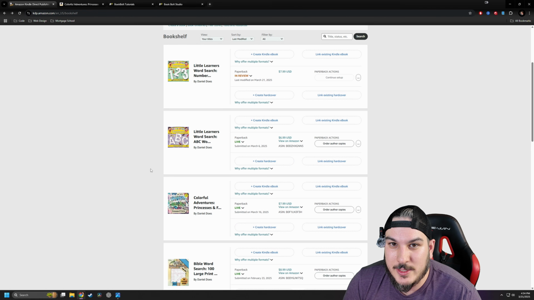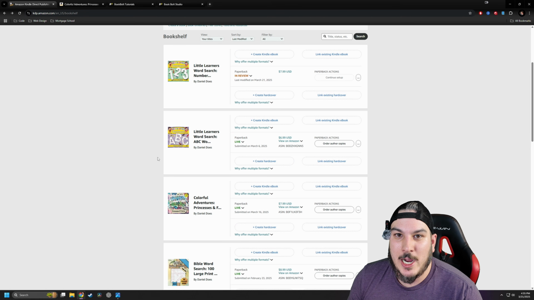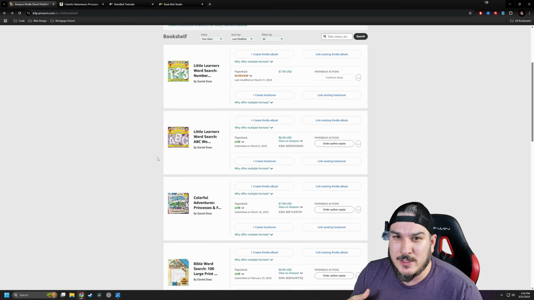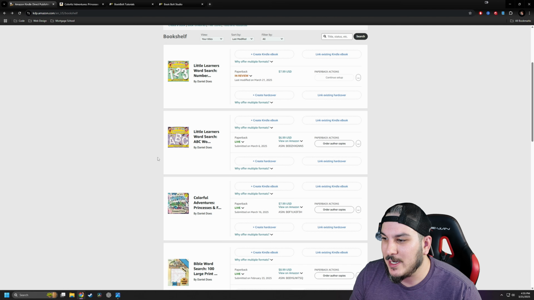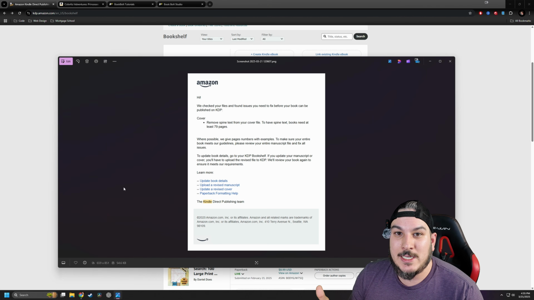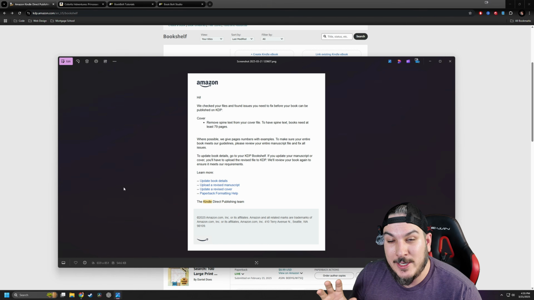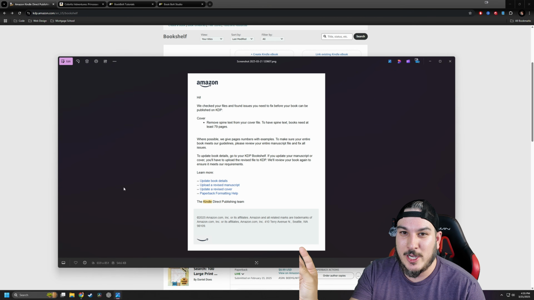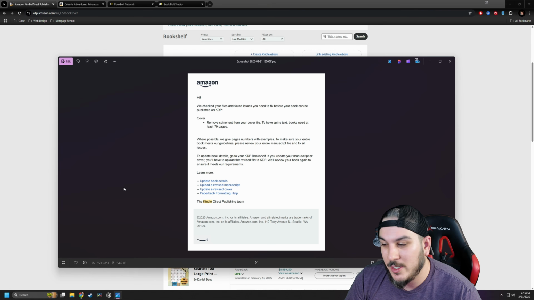So in my recent new series, the Little Learner's Word Search book, I sent this book out. It got published right away, 3 days. I saw a mistake on my cover, so I had to edit the cover. I sent it back, and they denied it. And what they denied it for is, I usually have words on the spine there, so if your books are on a shelf, you could see the title of the book.